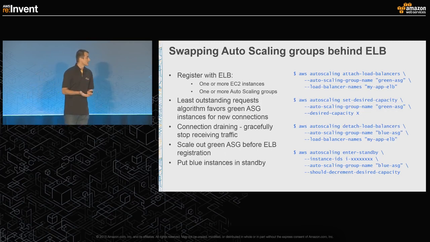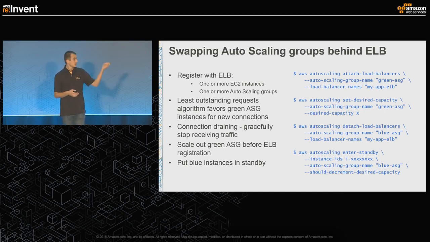And it also has connection draining capabilities. So you stop gracefully receiving requests on your blue instances as you terminate them or as you take them out into standby. That means that it's a better end user experience. You want to, of course, make sure that you scale out the green auto-scaling group before you register it to the load balancer. And we talked briefly about putting instances into standby.